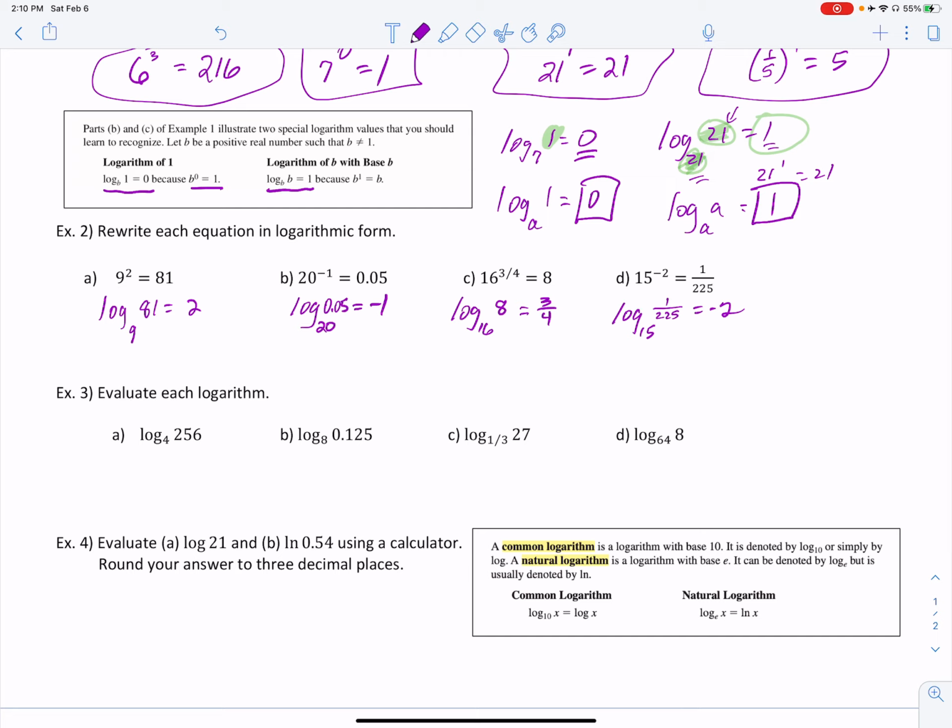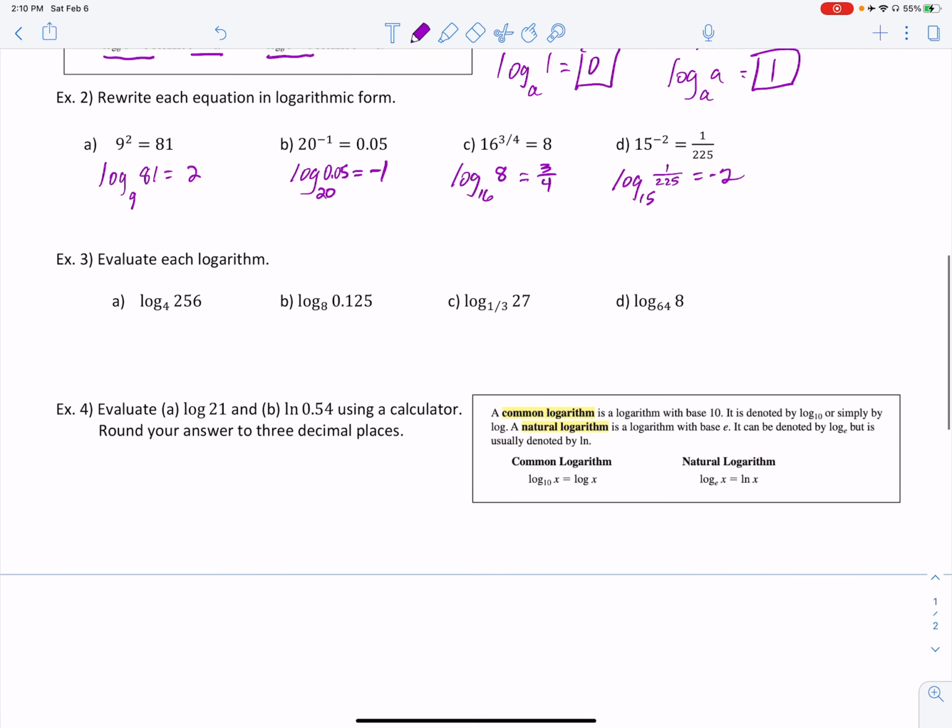So in example 3, evaluate this. When you see part A, you need to think that 4 to what? This is not calculator.